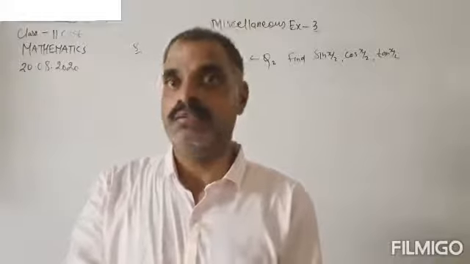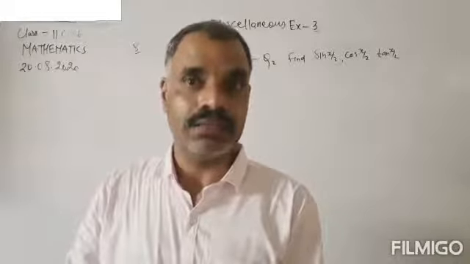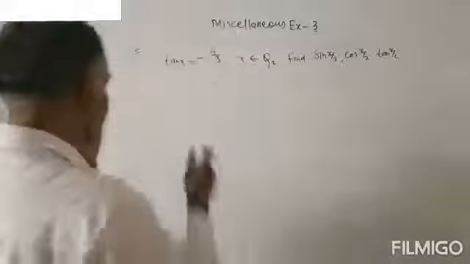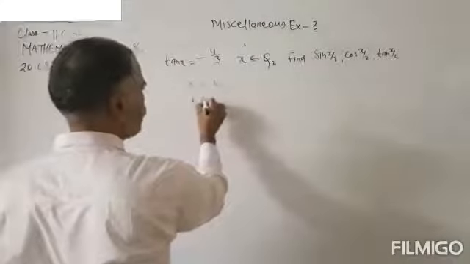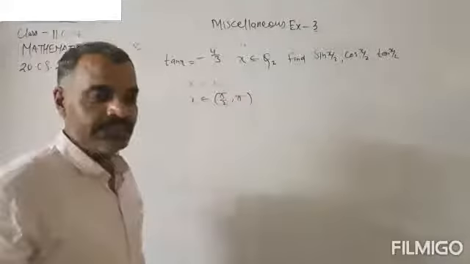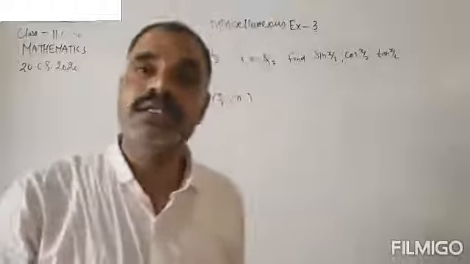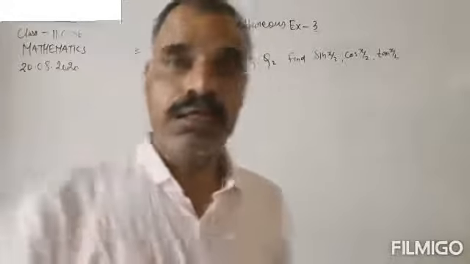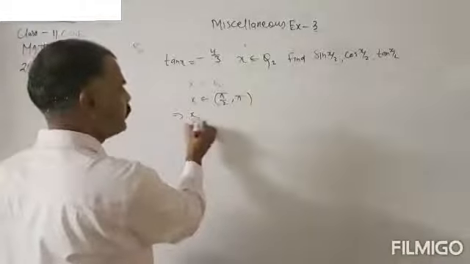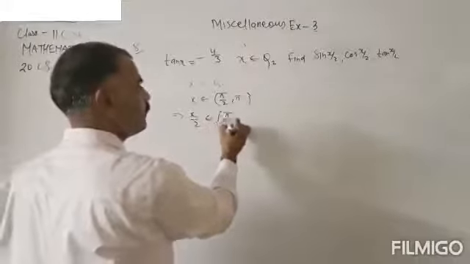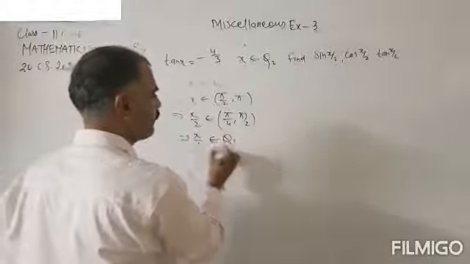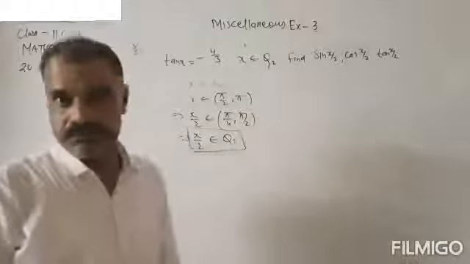x by 2 lies in one quadrant less. x lies in second quadrant, which means x belongs to pi by 2 to pi. Second quadrant is from 90 to 180 degrees, that is pi by 2 to pi. It means x by 2 belongs to pi by 4 to pi by 2, so x by 2 lies in the first quadrant. Okay, so this is important.